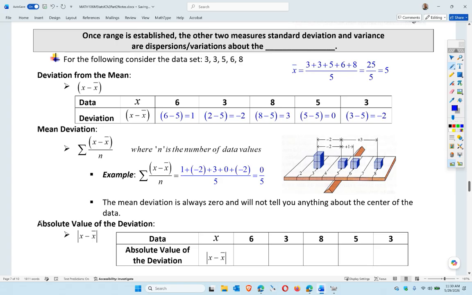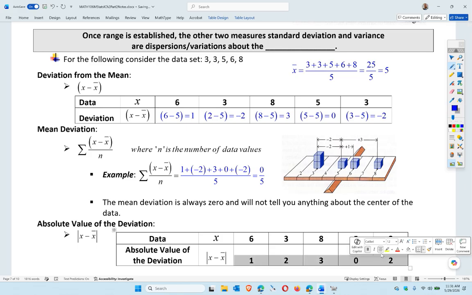So what you do is an absolute deviation, which means you take the absolute value of all those values. The absolute value of 1 is 1, the absolute value of negative 2 is 2, the absolute value of 3 is 3, 0 is 0, and negative 2 is 2. Essentially you're just making them all positive if they weren't already. I'll put those down there: 1, 2, 3, 0, and 2. Those become the absolute deviations.